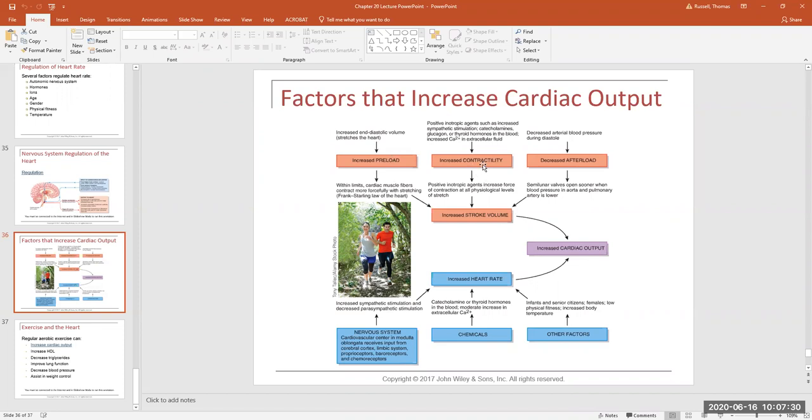But let's get to contractility. Contractility is the forcefulness of contraction. If the ventricles increase contraction force, they eject more blood out, which means you've increased stroke volume. If the contraction force goes down, you eject less blood out and the stroke volume goes down. So there are chemical agents that can cause the ventricles to contract harder or softer than they normally do.